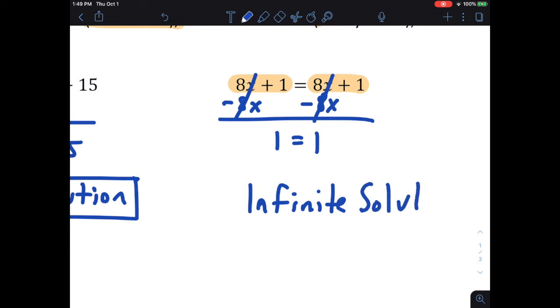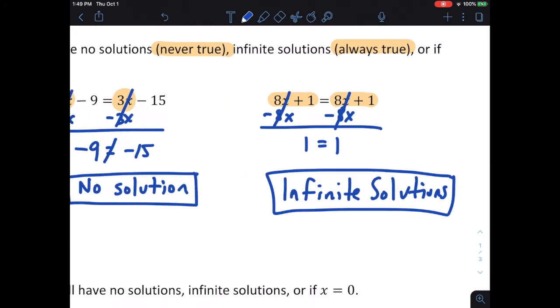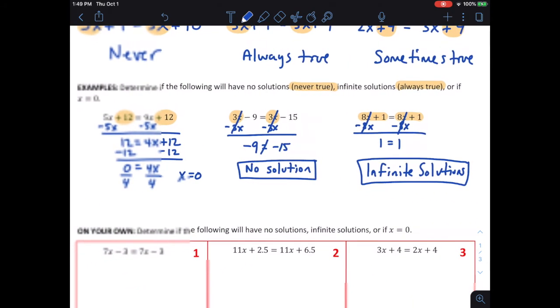Okay, so there we go. These three examples illustrate all of the special cases that we are going to run into. We'll run into cases where we have 0 as an answer. We'll run into cases that are never true, like -9 is not equal to -15, so that means no solution. And then we'll run into cases that are always true, where we have something like 1 is equal to 1, so that means it has infinite solutions, or we can plug in any number for x and it'll make that equation true.